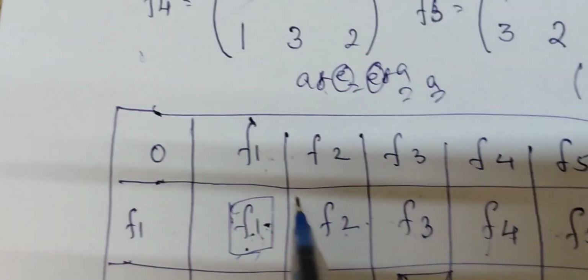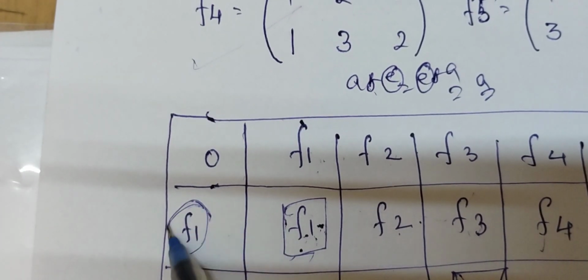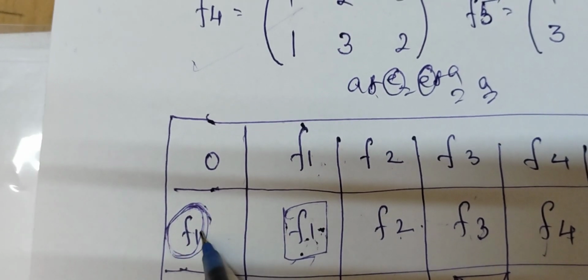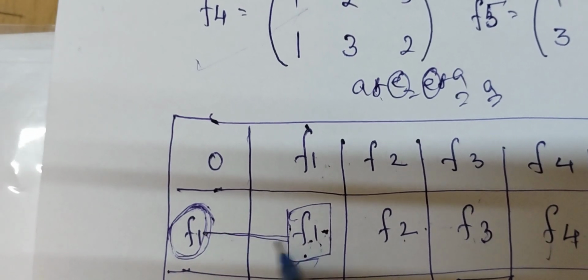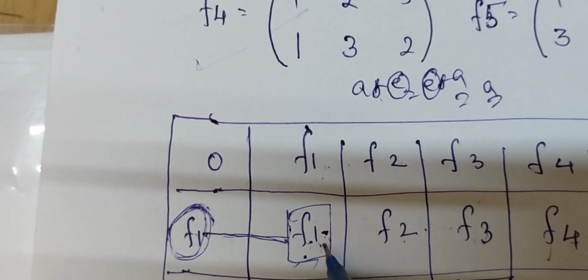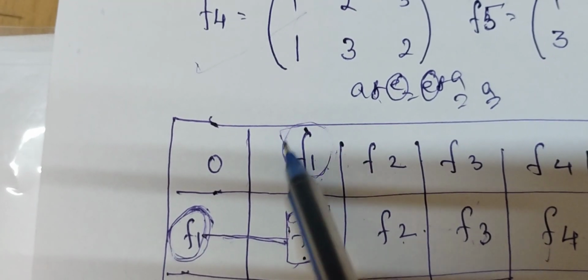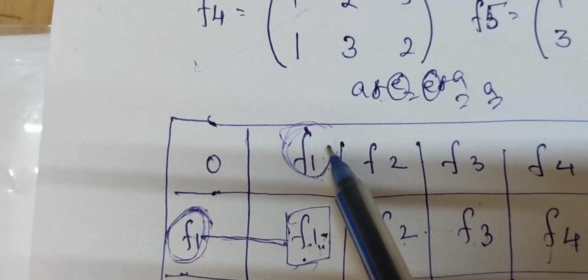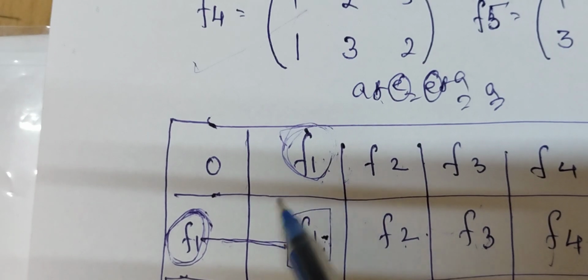Now, first one, you take the first element, we have to find the inverse element of F1. Then you take the corresponding column which contains F1. So this is the column which contains F1. Its corresponding value, that only is the inverse. So inverse of F1 is equal to F1. Always the inverse of identity element is itself only.